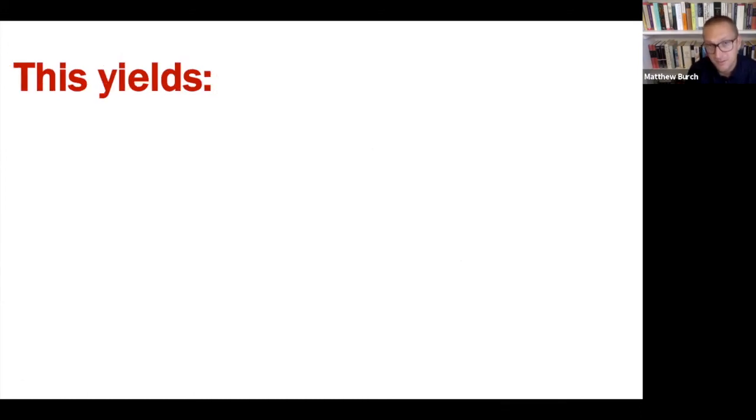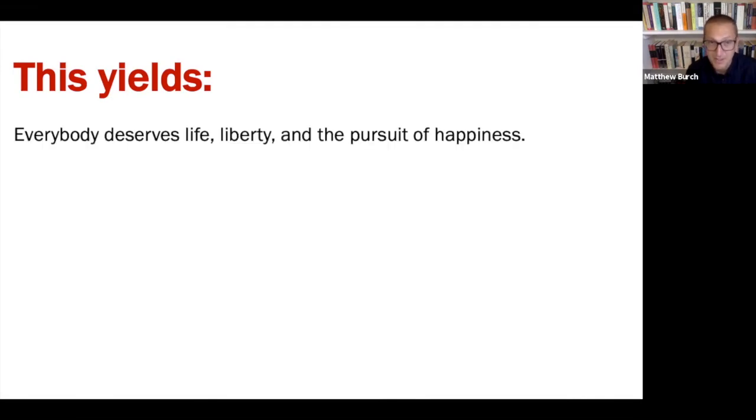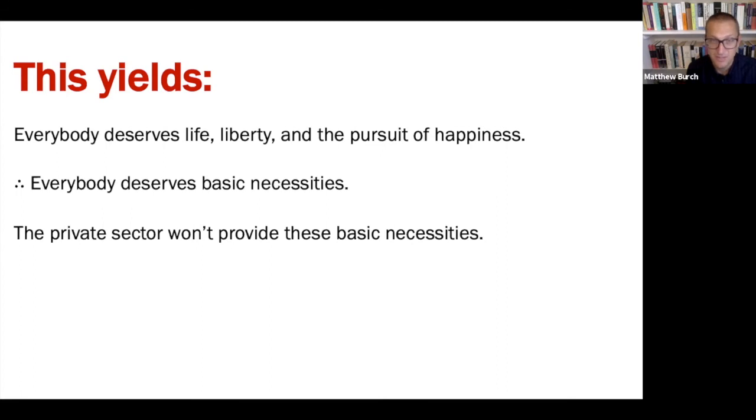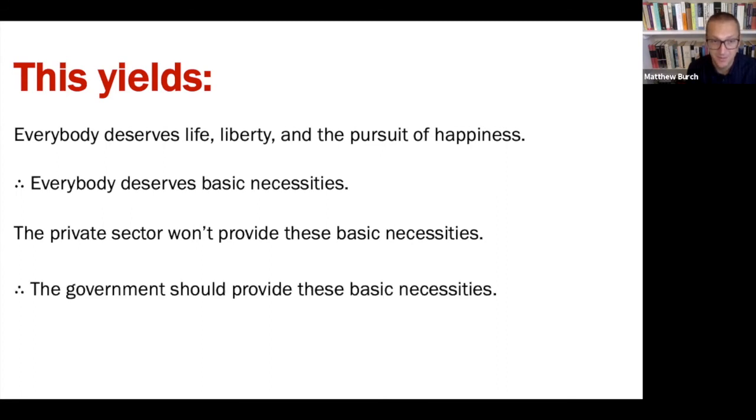This will yield the same argument, but a simplified version of it. It'll look like this. Everybody deserves life, liberty, and the pursuit of happiness. Therefore, everybody deserves basic necessities. The private sector won't provide these basic necessities. Therefore, the government should provide these basic necessities. So there are fewer moving parts, and it's easier to follow what's happening in terms of the logic of the argument.